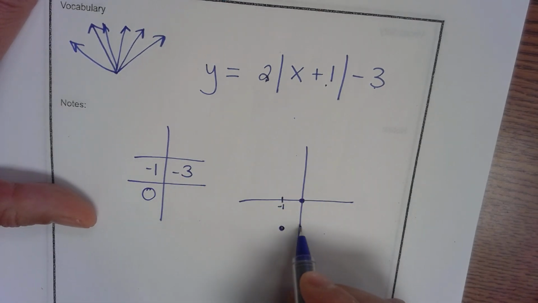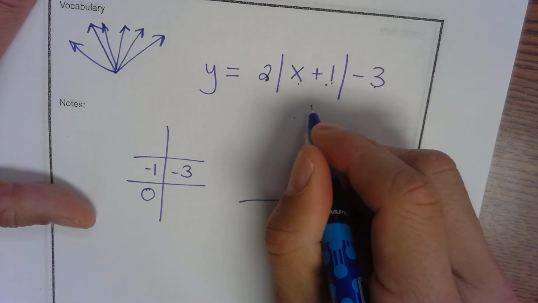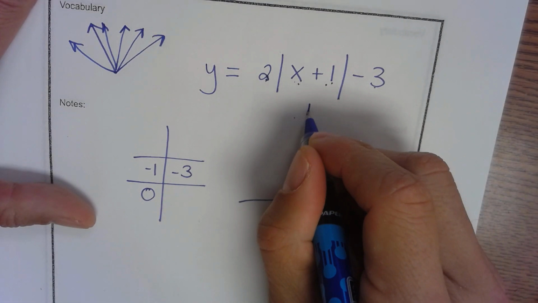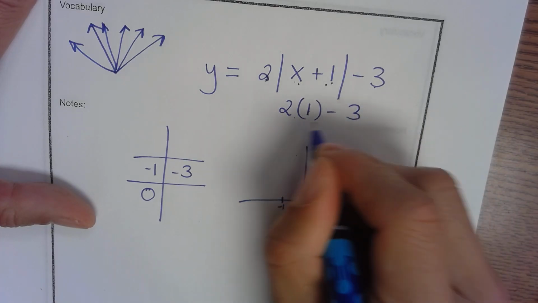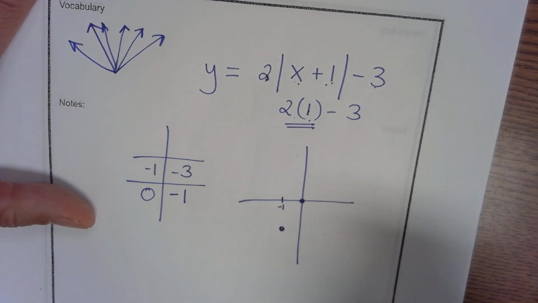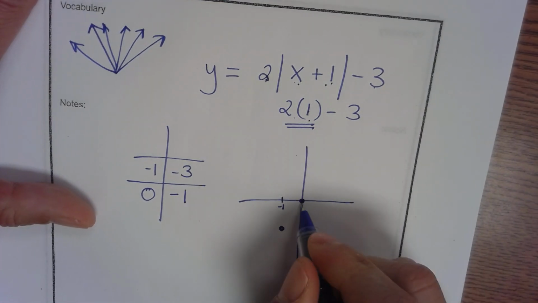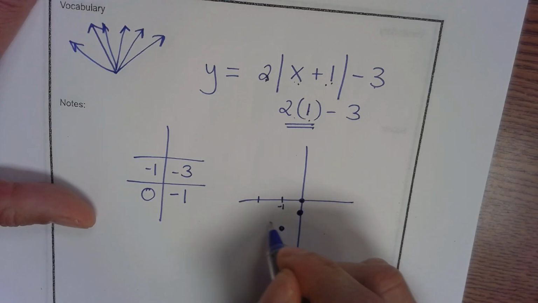I'm going to go 1 to the right. And when I plug in a 0, 0 plus 1 is 1. The absolute value of 1 is 1. So you have 2 times 1 minus 3, and you have to multiply first. 2 times 1 is 2, minus 3 is negative 1. So I'd go to the point 0, negative 1. And then I know where x is negative 2, it's going to be right along that side.